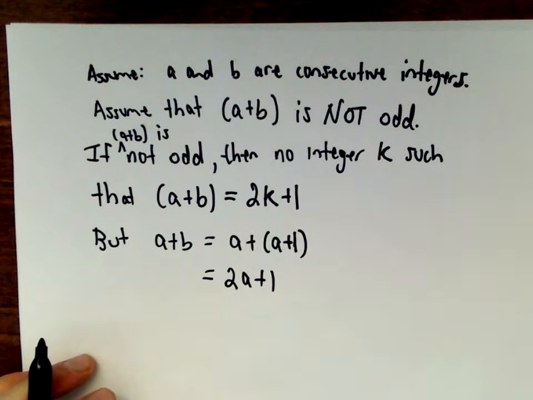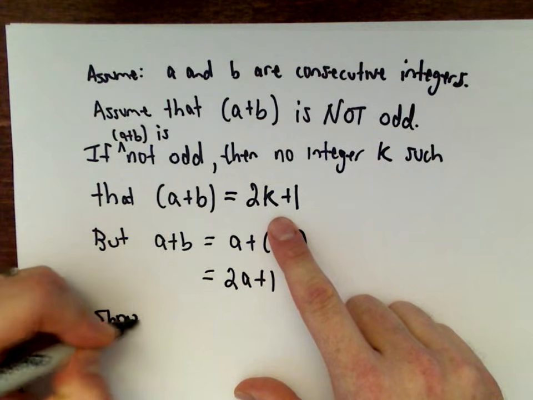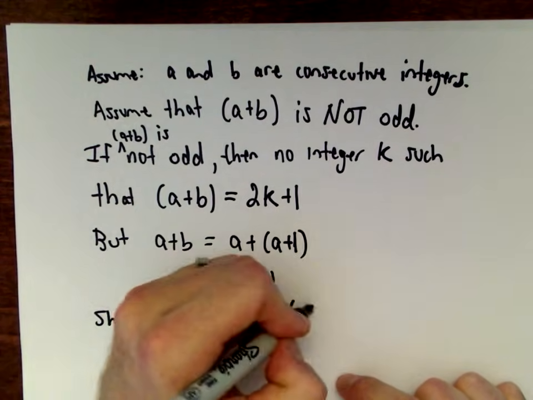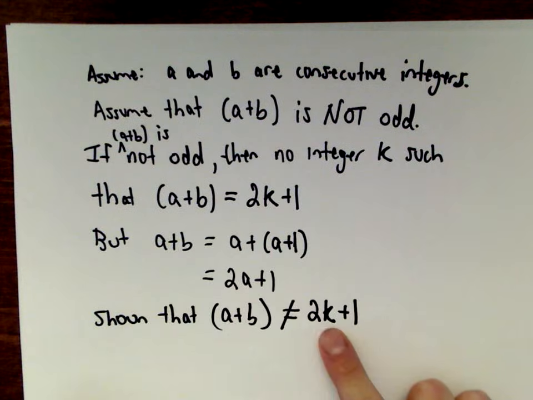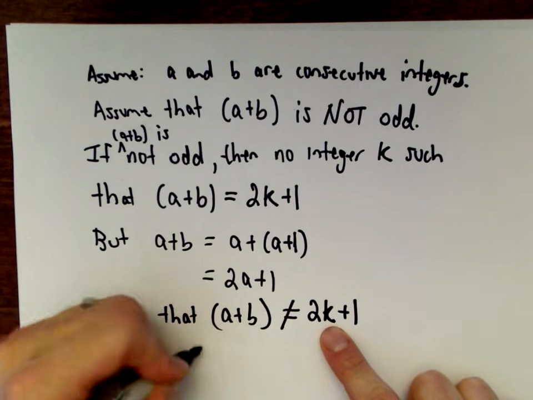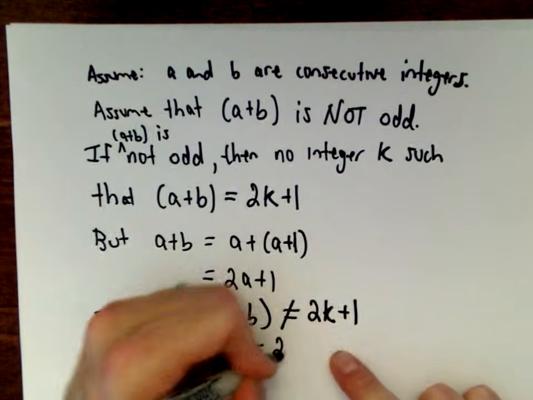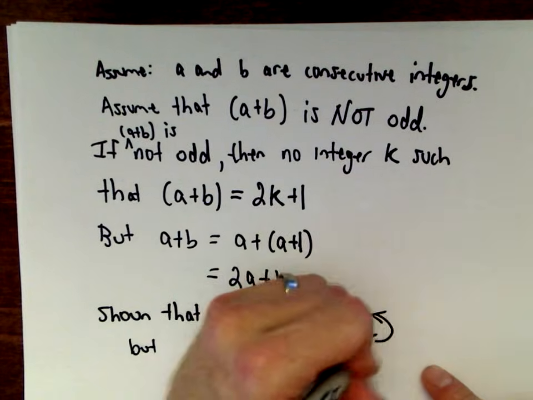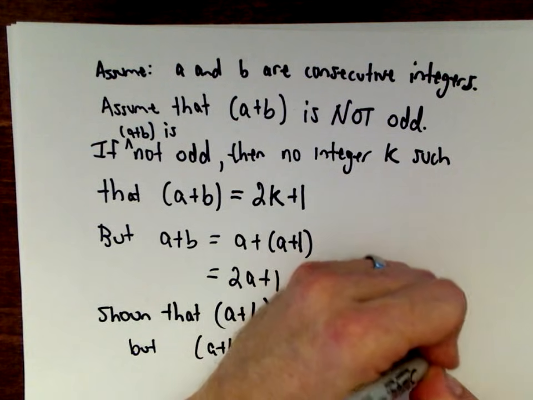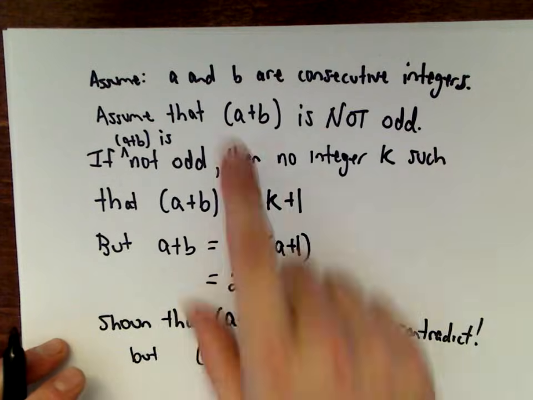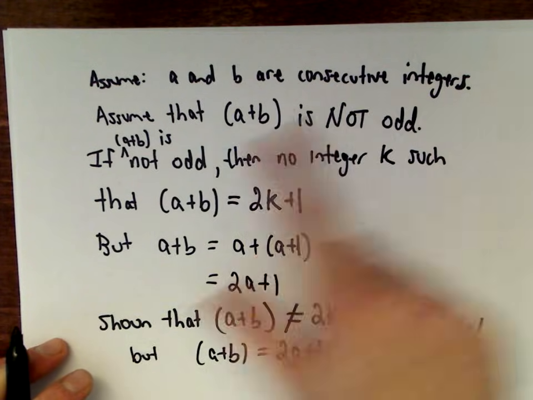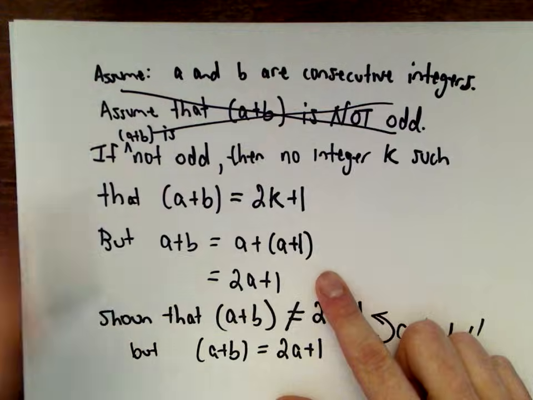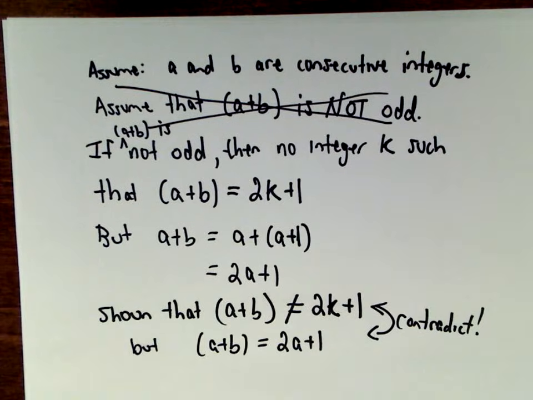So we've got a contradiction here right now. We've shown that A plus B does not equal 2k plus 1, where k is some integer. But we also have shown that A plus B does equal 2A plus 1, and again, A is an integer. So this is our contradiction. These two results contradict each other. We're assuming that A and B are consecutive, so it must be incorrect that our second assumption, that A plus B is not odd, is correct at all. That's our inconsistency here.